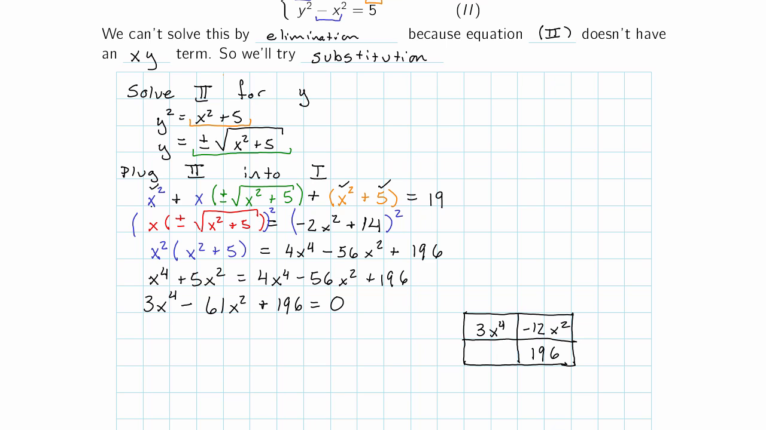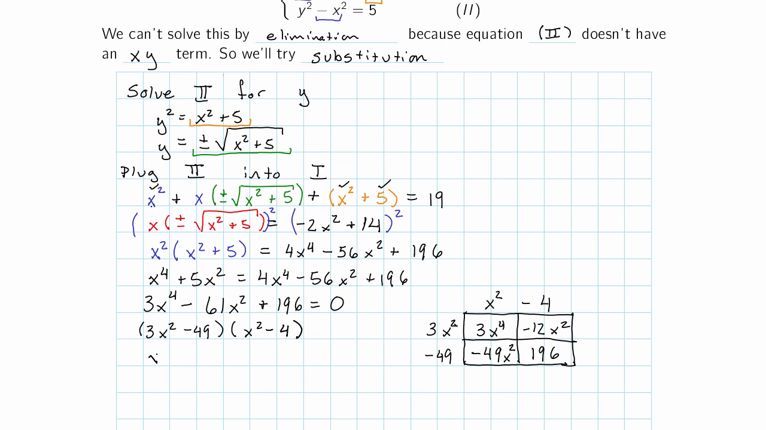negative 49. So I have a 3x squared is my greatest common factor here, times an x squared. Here I'll need a minus 4. 3x squared times negative 4 is negative 12. Then x squared times negative 49 is negative 49x squared. And negative 49 times negative 4 really is 196. So this factors as 3x squared minus 49 times x squared minus 4.